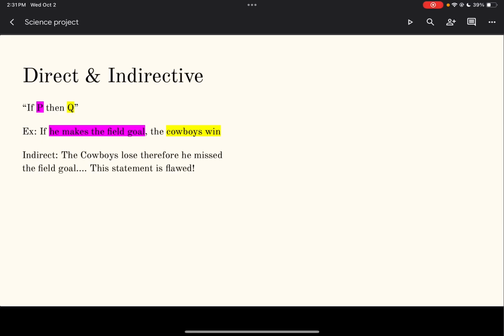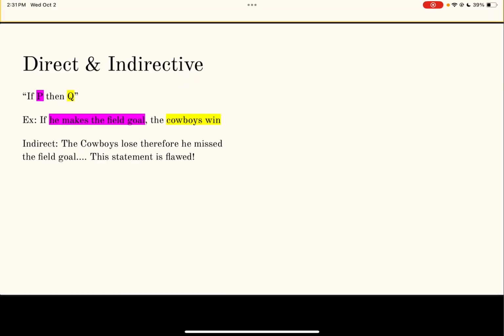Lastly, I talked about direct and indirect statements. If P, then Q. For example, if he makes the field goal, the Cowboys win. Our P of the statement is he makes the field goal. Our Q is the Cowboys win. The indirect statement of that would be the Cowboys lose, therefore he missed the field goal. This statement is flawed, or I guess not true, because it doesn't determine if they lost due to the missed field goal.